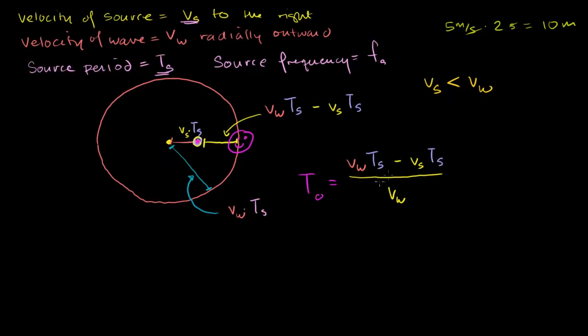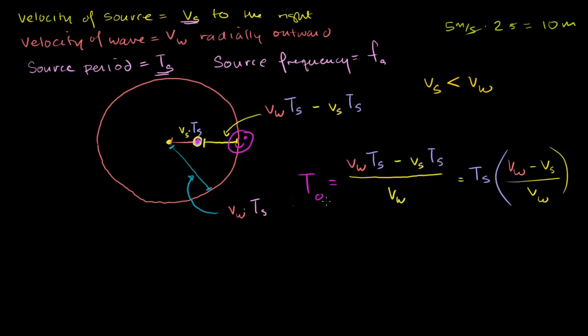Now, if we wanted the frequency, we can manipulate this a little bit. So we could also write this: we could factor out the period of the source, t sub s. And so it becomes t sub s times the velocity of the wave minus the velocity of the source, all of that over the velocity of the wave. And so just like that, we've gotten our formula for the observed period for this observer who's sitting right in the path of this moving object, as a function of the actual period of the wave's source, the wave's velocity, and the velocity of the source.